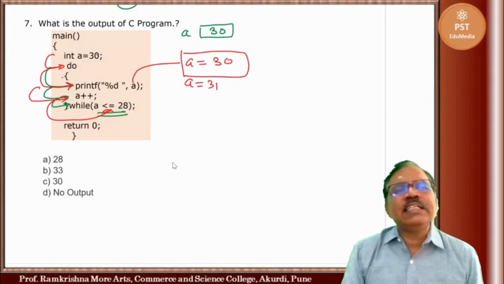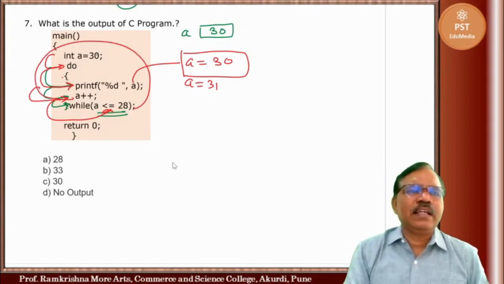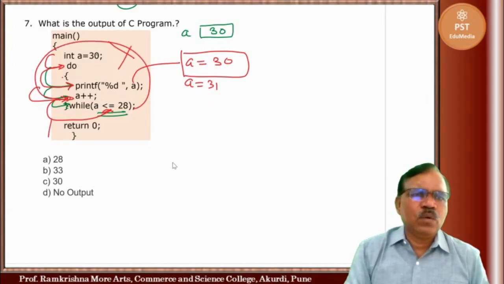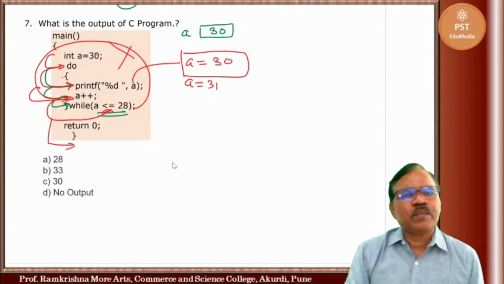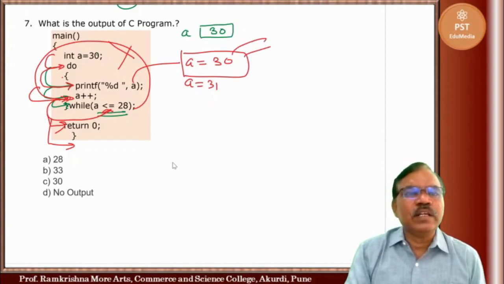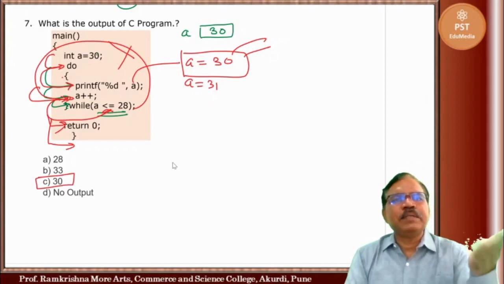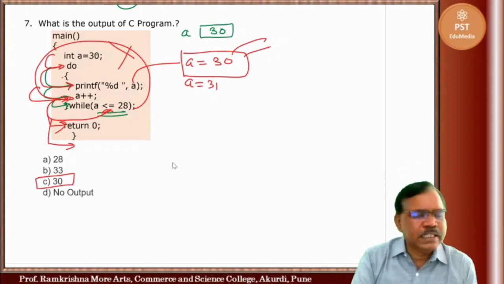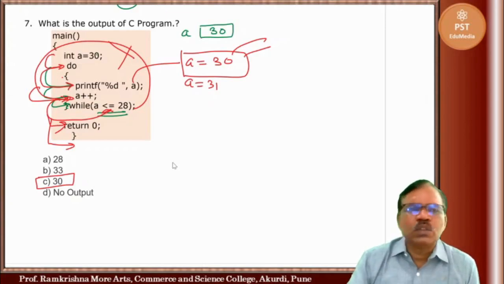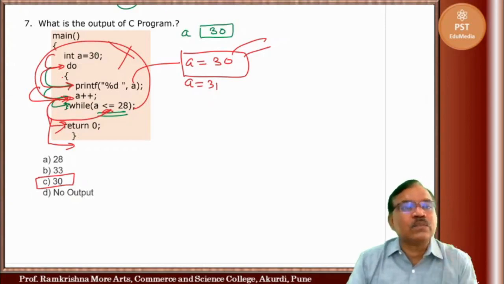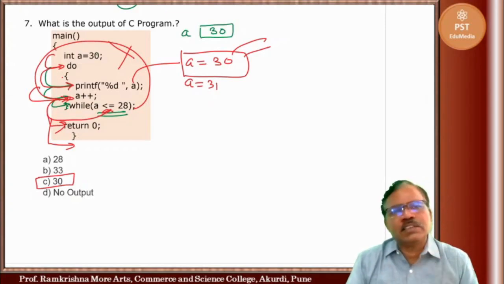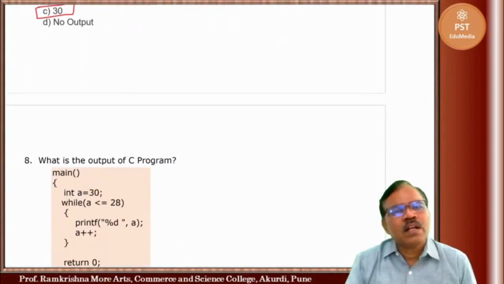Now the condition is false. So it will not enter the loop again, but will go to the next statement after the loop. So what is printed? 30. You will get output 30. That is printed initially, before checking the condition. So a do while loop is executed at least once, though the condition is false. Now next one.